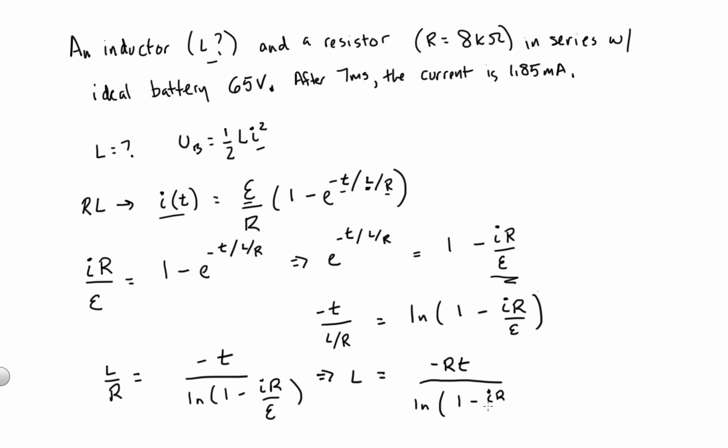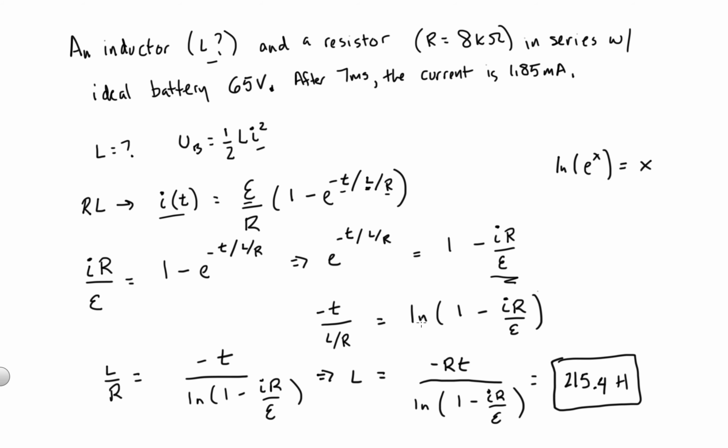And we can plug all our quantities in, right? So we know the resistance, we know the time, and we know the current at that time. And so if you plug everything in, you should get something like 215.4 henries. So that's the first part of our problem here. And the key to this really is remembering how to get rid of exponentials, which is the natural log of e to the x is just x.